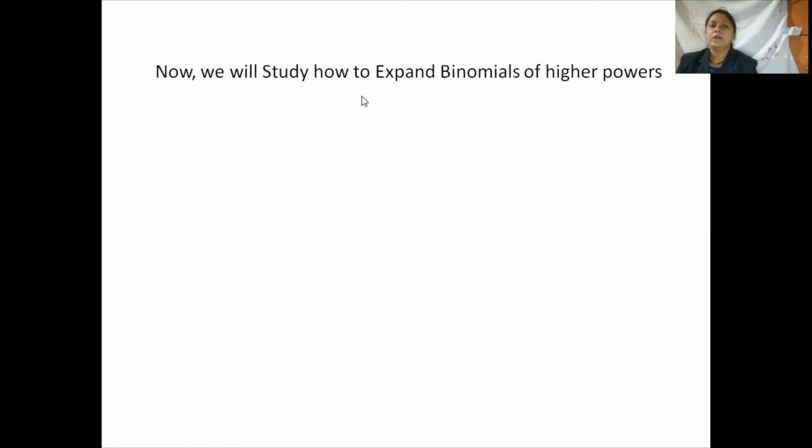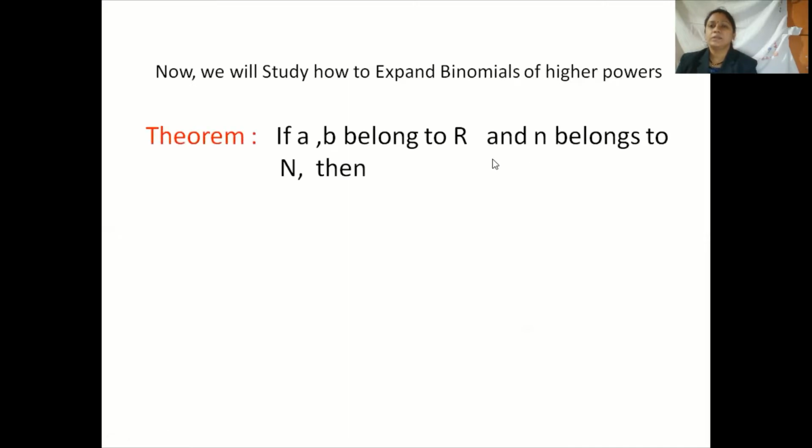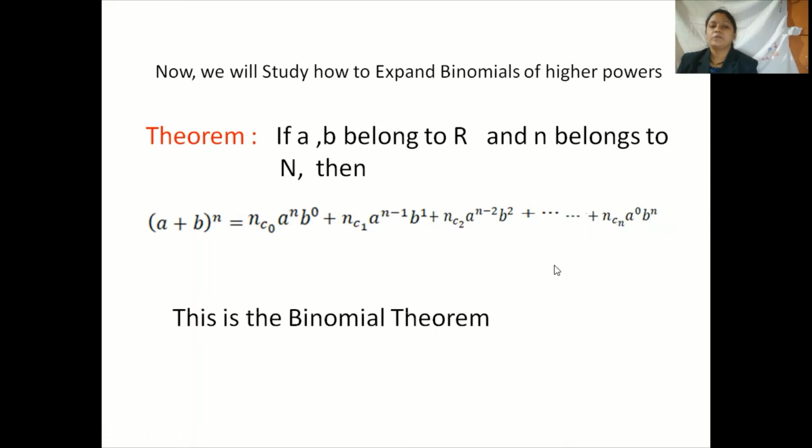Now we will study how to expand binomials of higher powers. Higher powers च्या टर्म्स असतील तर आपण कसं सॉल्व्ह करणार आहोत त्याच्यासाठी आपल्याकडे थेरम आहे. तो थेरम कोणता आहे? बायनॉमियल थेरम. If a, b belongs to R and n belongs to N, then (a+b)^n is equal to nC0 a^n b^0 + nC1 a^(n-1) b^1 + nC2 a^(n-2) b^2 + and so on up to nCn a^0 b^n. This is the binomial theorem.